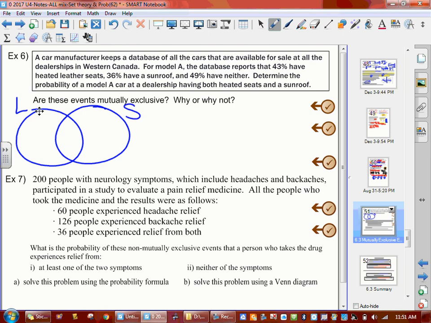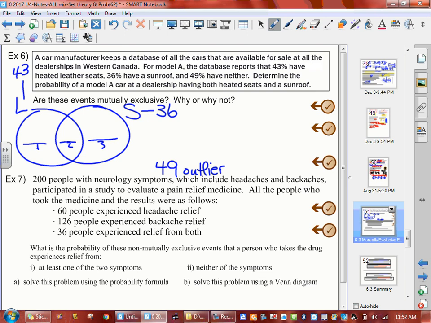So 43 models have a heated leather seat. They sell 36 models, or 36% have sunroofs. 49% have neither. So 49 is our outlier. Now, if I'm talking percentages, we know that all 3 sections of my circles have to add up to 100% with my outlier. So 100% subtract my outlier gives me how much? What's 100% subtract my outlier? 51. So that means area 1, area 2, and area 3. Those three regions have to add up to 51.